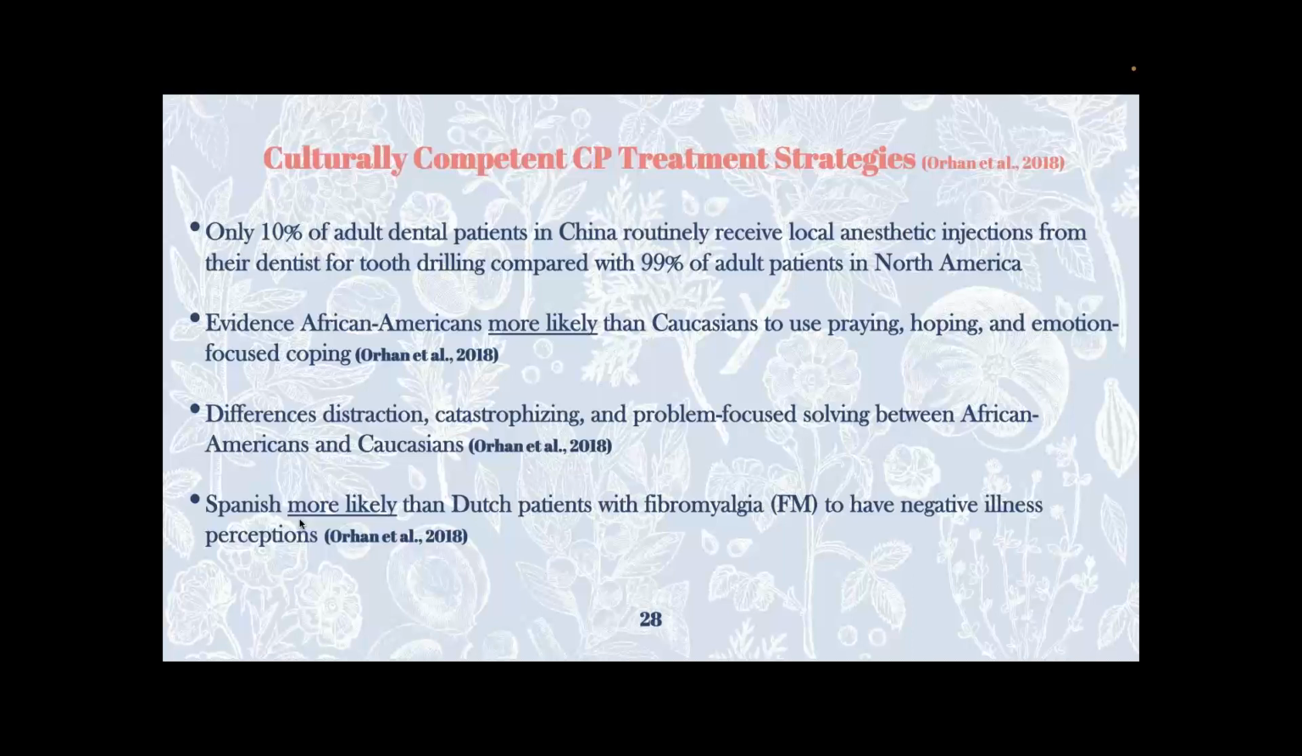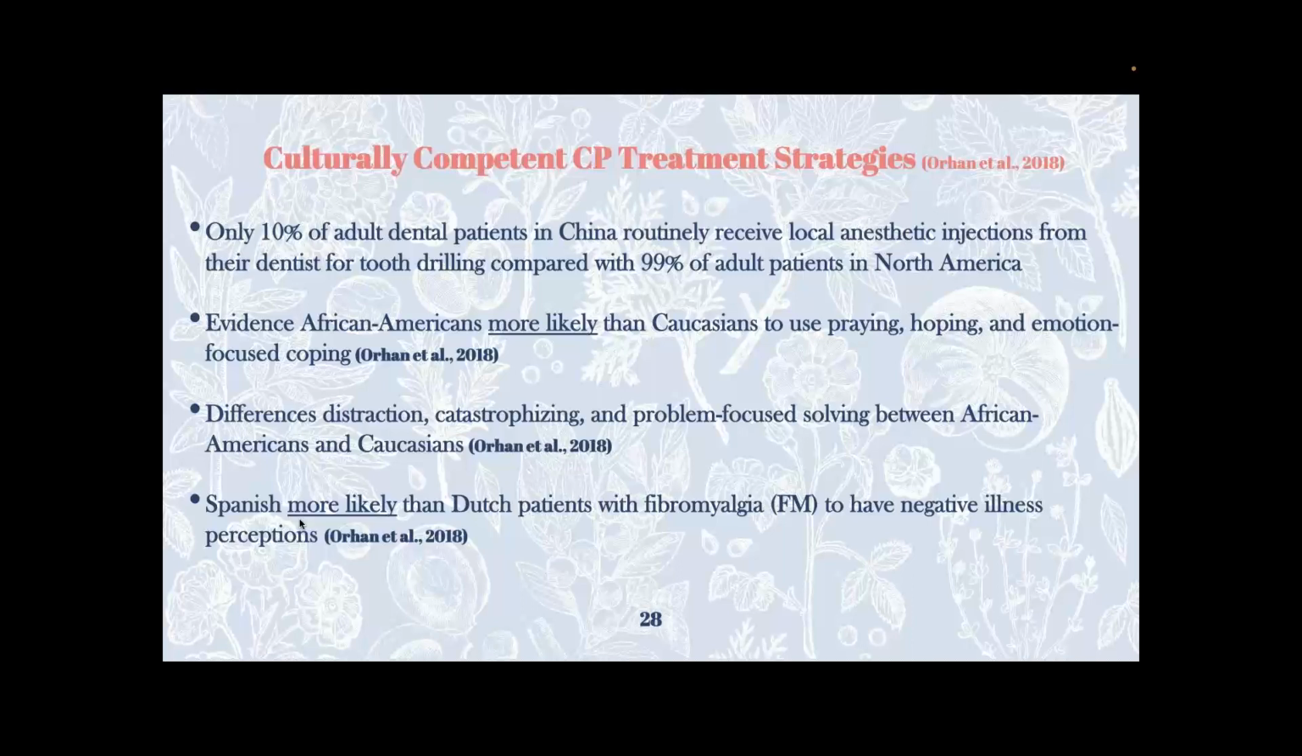There's evidence that African Americans are more likely than Caucasian individuals to use praying, hoping, and emotion-focused coping. Also, there are differences in use of distraction, catastrophizing, and problem-focused solving between African Americans and Caucasians. If we look back at some of the discrimination and potential bias in treatment of African American individuals or individuals of color, it makes sense that maybe they have to rely more on praying, hoping, and emotion-focused strategies because they're not getting the medication that they need, or they're not being seen by the providers that they need to, or they don't have access financially to some of the other treatments that might be available. So it's not always as straightforward as they just prefer to use that as a strategy. It's what's been available to them, and how have they used all the resources that have been available.